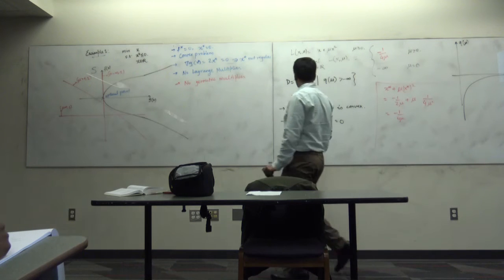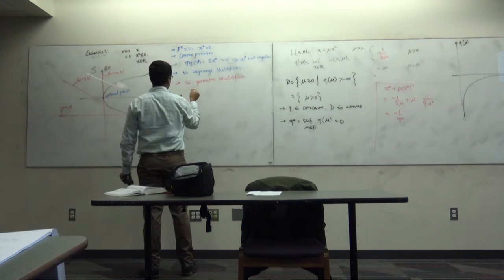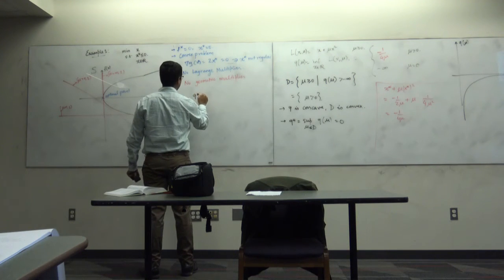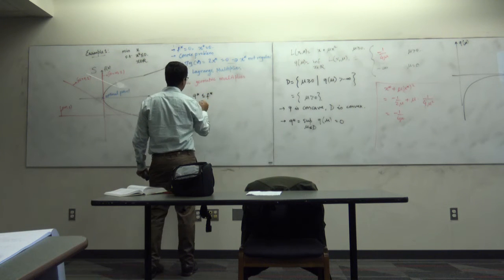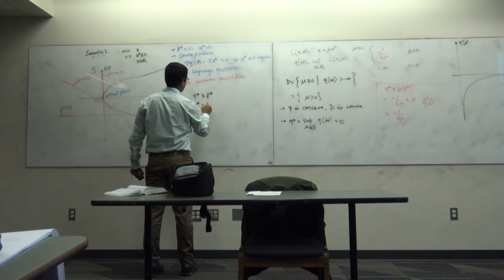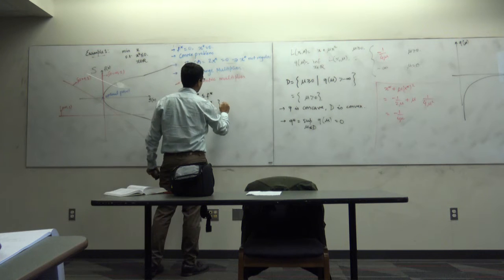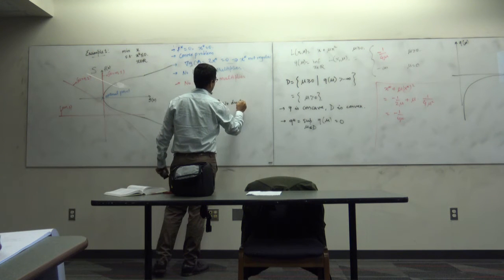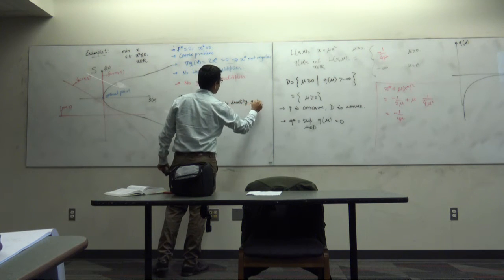So my F star is equal to 0, Q star is equal to 0. Weak duality, of course, says that Q star is going to be less than or equal to F star. In this case, we have Q star equal to F star. So no duality gap.